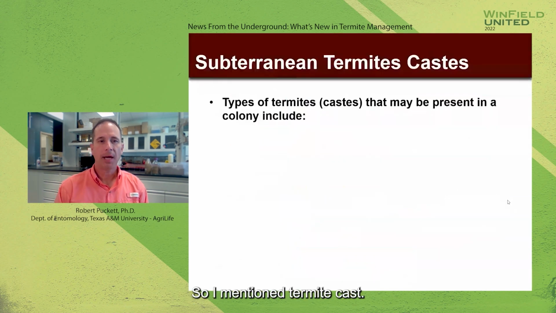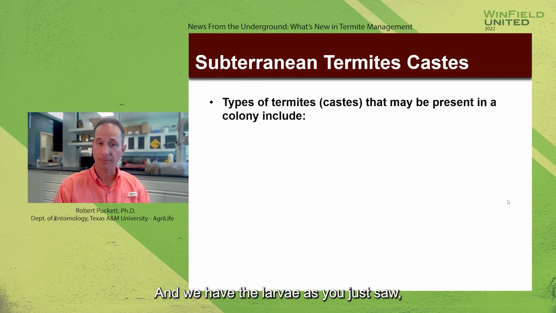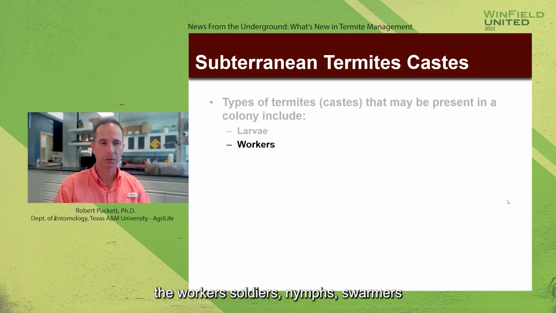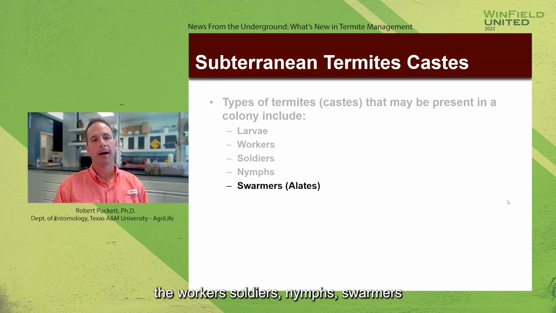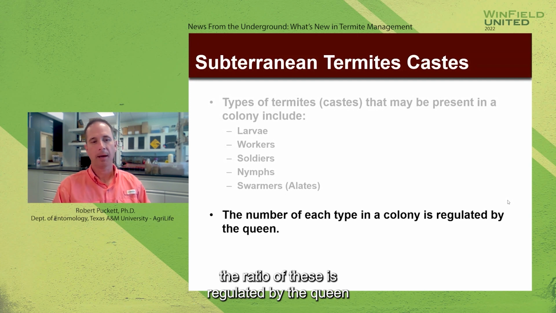Okay, so I mentioned termite castes. These are the forms that can be present in a colony. We have the larvae, as you just saw, the workers, soldiers, nymphs, swarmers, and of course, king and queen. And the composition of these, the ratio of these, is regulated by the queen and her pheromones.